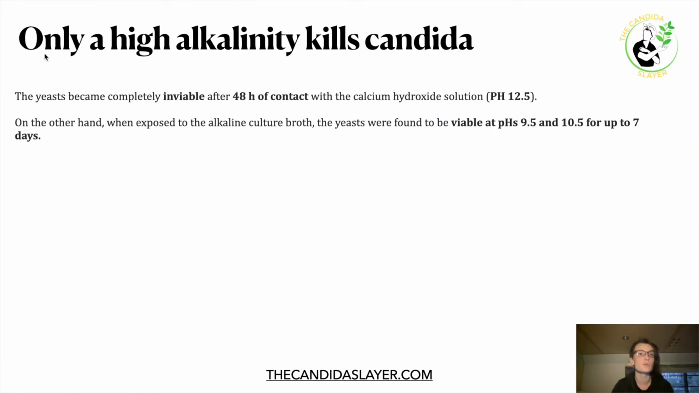The studies also show that only a very high alkalinity can kill Candida. So yes, alkalinity can kill Candida. But look how much alkalinity you need. Here it talks about a pH of 12.5. That's very alkaline. So 48 hours of contact with this pH destroyed Candida. And 7 days in contact with a pH of 9.5 and 10.5 destroyed Candida after 7 days.